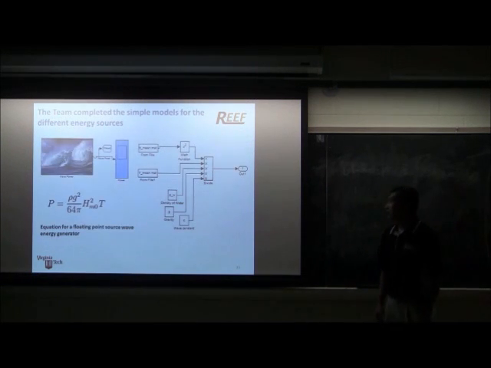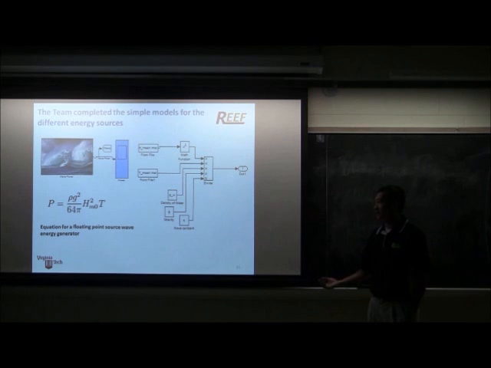And finally, we have the wave model. This model basically consists of a simplified energy generating equation for a point source floating device, which is what the Thalamus system is. The inputs in this equation are mean wave height and mean wave period.